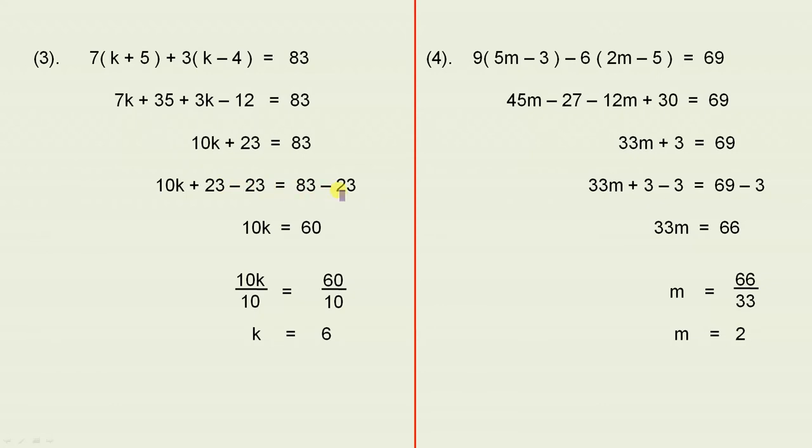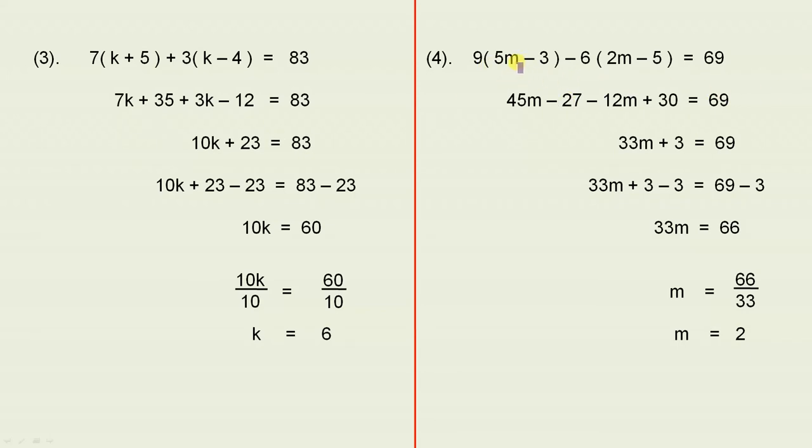And we've done that there. That gives us 10k, and that gives us 60. Because that's multiplication, divide both sides by 10. That cancels down to k. 60 over 10 gives us 6. So k equals 6 is the answer to that equation.